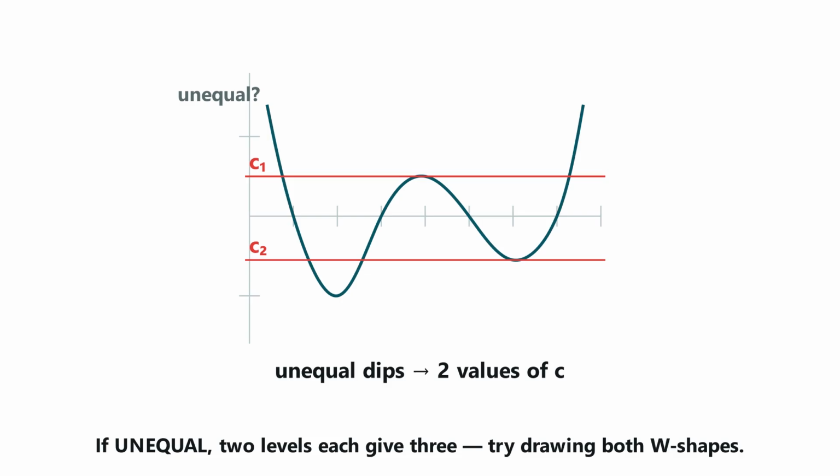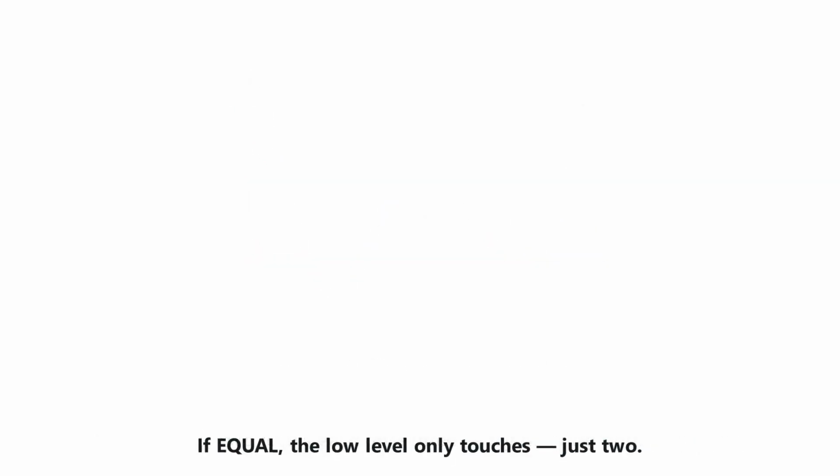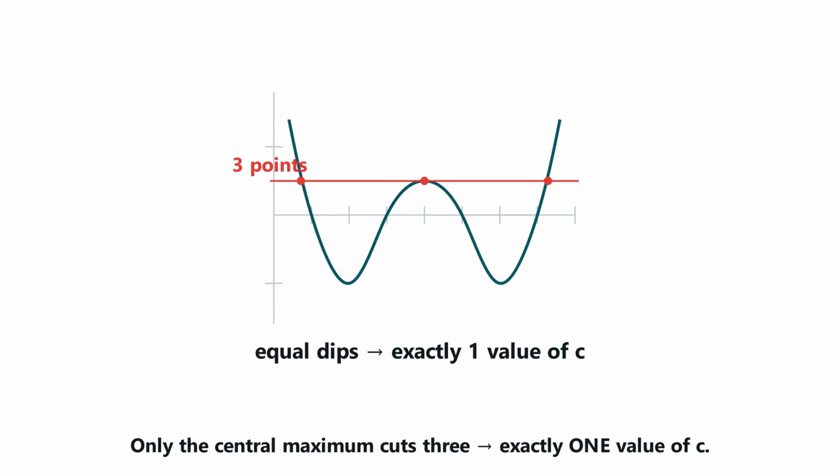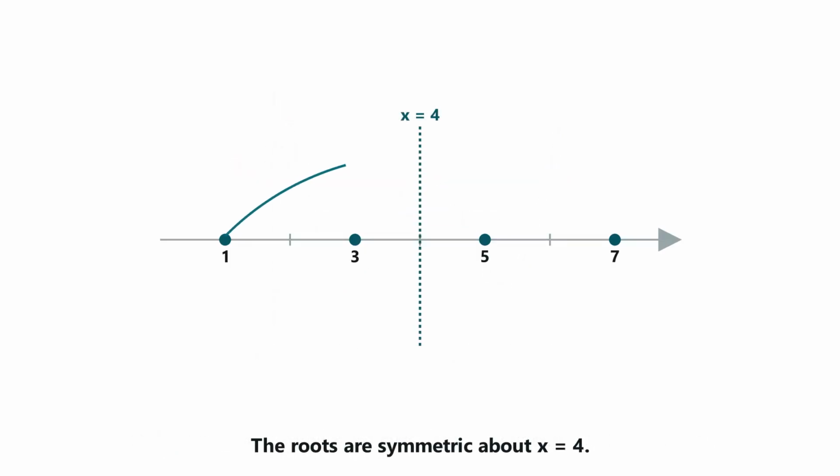And just do this yourselves by drawing 2 W-type shapes where 2 have the same bottom value and 2 have different values, and we can see that only in the case when the 2 minimum values are the same can there only be 1 place where a horizontal line will cut the graph 3 times. So the problem reduces to one question. Are the 2 lower minimum values equal or not? The roots give away the structure.